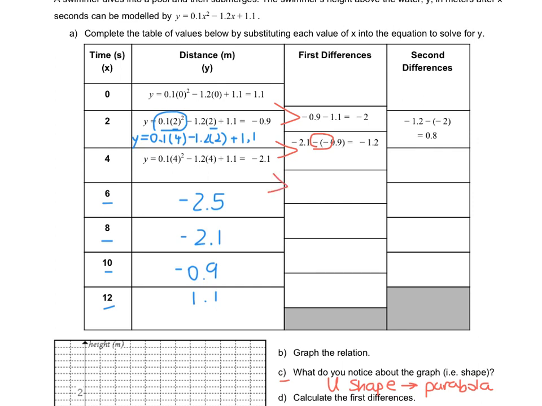And then if we continue, negative 2.5 minus negative 2.1, and that double negative again becomes addition. So I'm doing negative 2.5 plus 2.1, and I get negative 0.4. So I want you to pause the video here and complete the rest of your first differences by pairing up the y values.